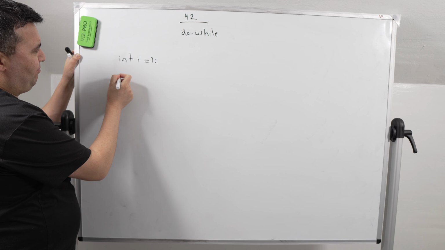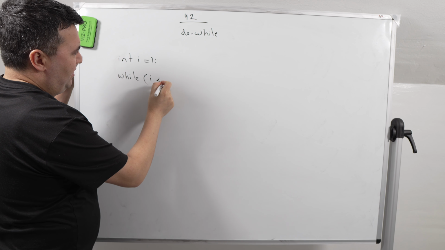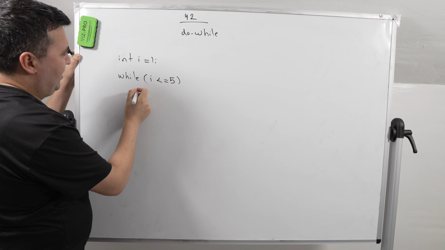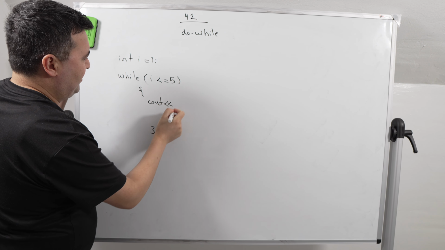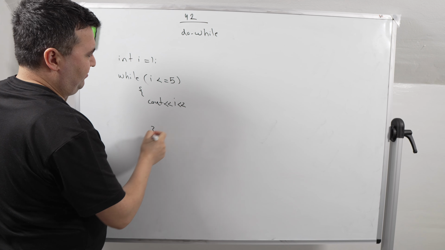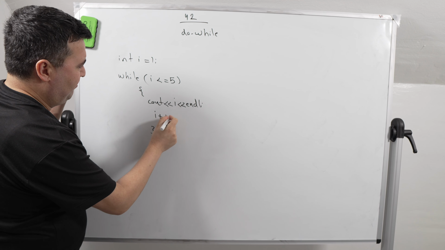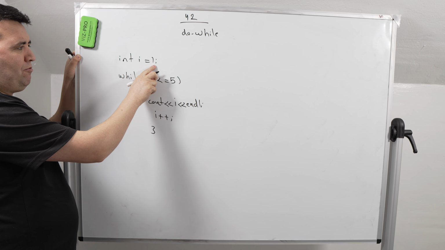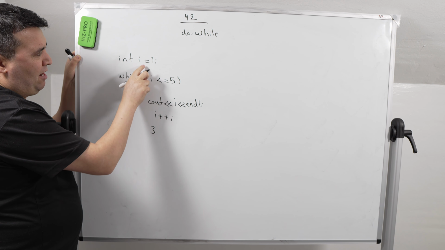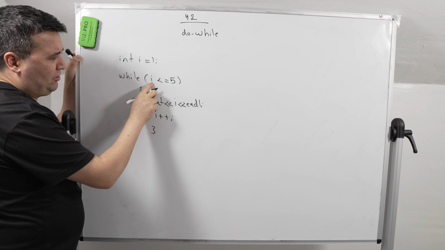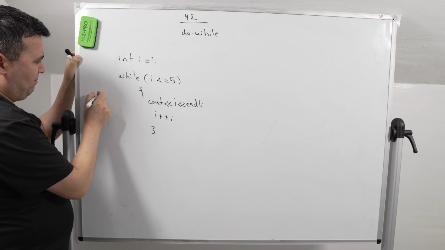Then using the while loop, I write while i is less than or equal to 5, and then we say cout i, then endl and i plus plus. This program starts from 1. It checks the condition first because it's a while loop. Now we have 1 inside the variable i. 1 is less than 5. Yes, the condition becomes true. It prints out the number 1.